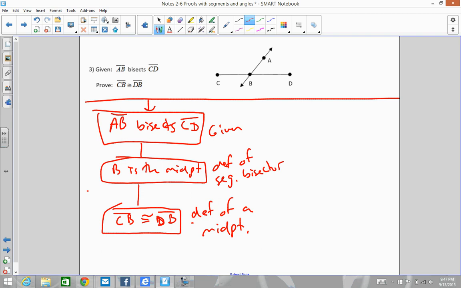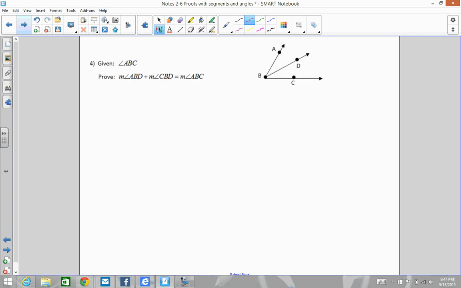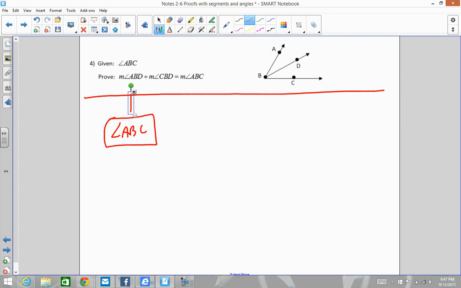And if you build the bank of these, all these are the building blocks for building every proof that we do. All right, and here's another one. So we have angle ABC. Normally, this will not be given to us because I can look at the picture and see I have an angle ABC. All right, and so if I have angle ABC, that's given, and I know if I have an angle and D is in the interior of it, then I can say that the measure of angle ABD plus the measure of angle CBD is equal to the measure of angle ABC.